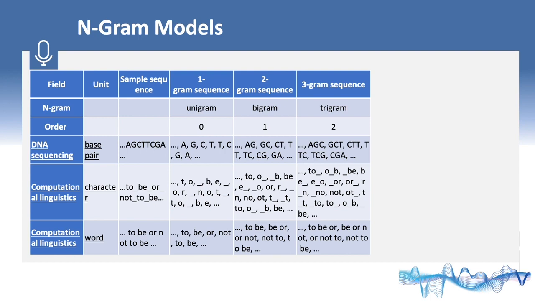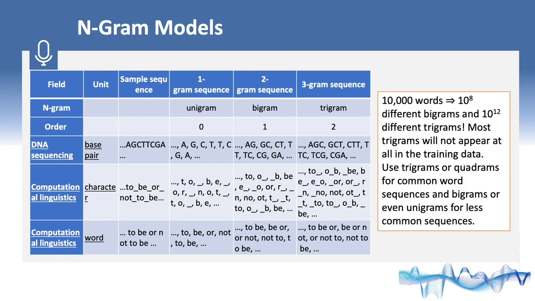For example, if there are 10,000 words, there will be 10 to the power of 8 different bigrams and 10 to the power of 12 different trigrams. But most trigrams will not appear at all in the training data. Generally, we use trigrams or quadgrams for common word sequences, and bigrams or even unigrams for less common sequences.